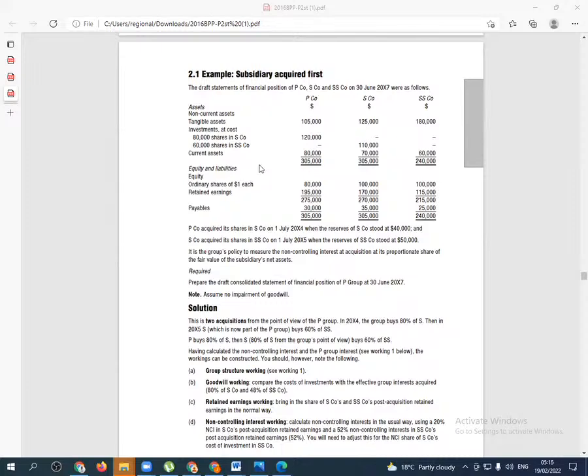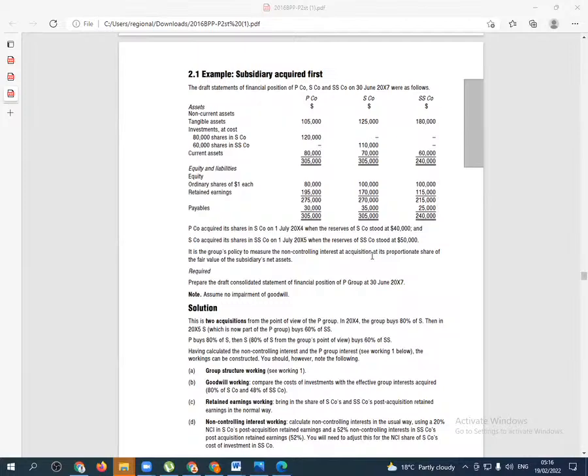We are told the P company acquired the shares in S company on 1st July 2014, when the reserves of S company stood at 40,000. And S company acquired its shares in SS company on 1st July 2015, when the reserves of SS company stood at 50,000. It is the group's policy to measure the non-controlling interest at acquisition at its proportionate share of the fair value.